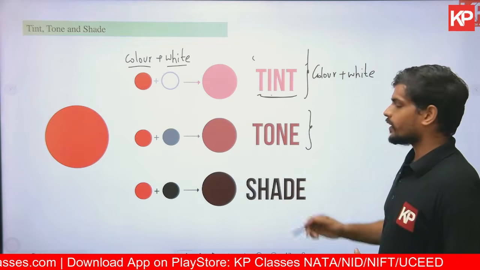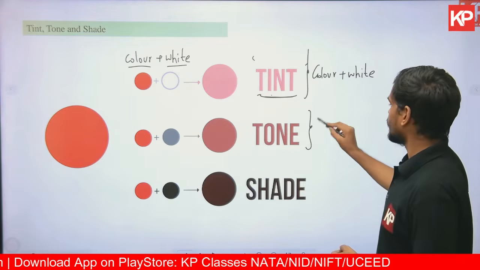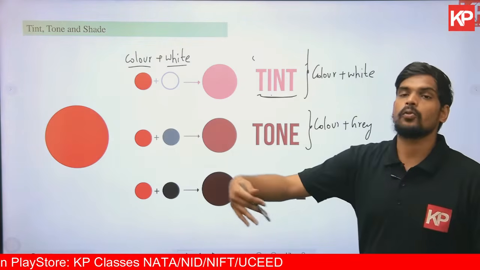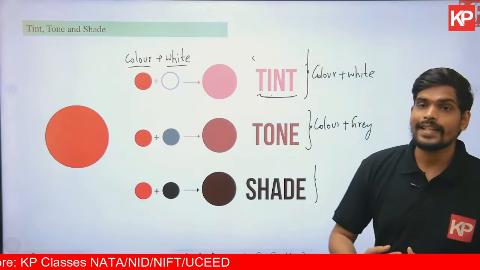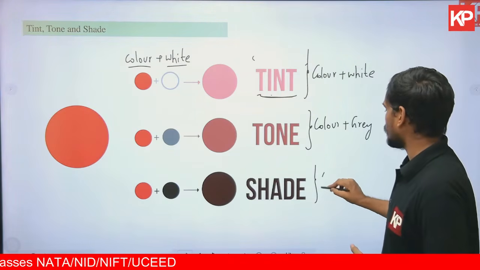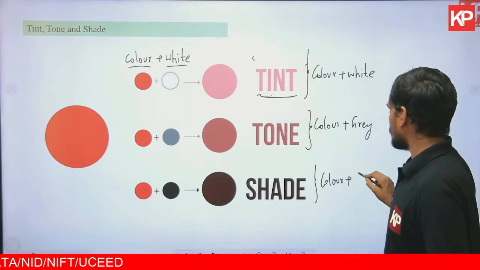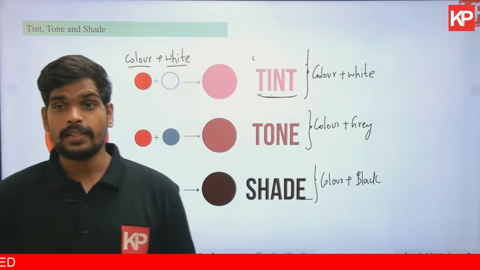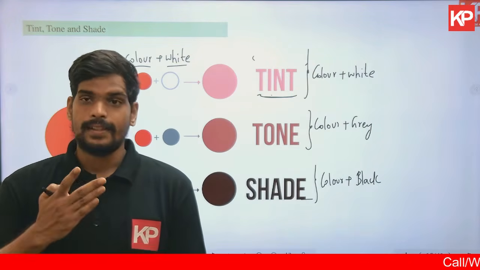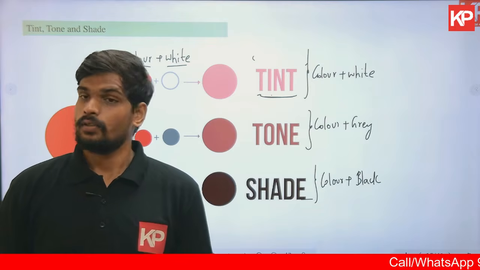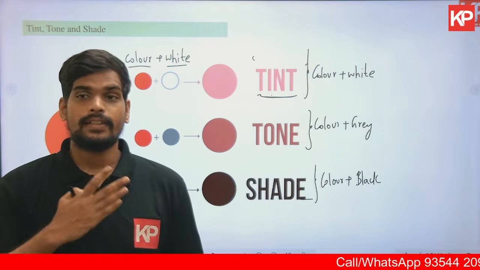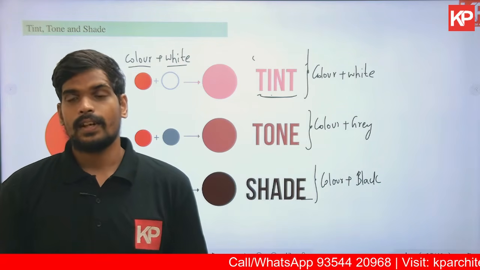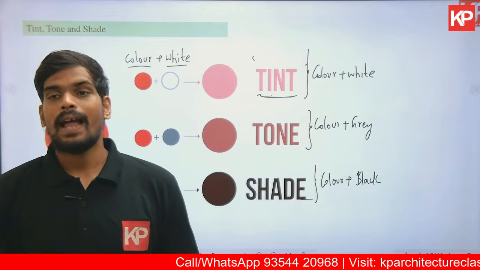If I ask you to generate the tones of a color, you need to mix gray into it. Any color mixed with gray in different levels will give you the various tones of a color. If I ask you to draw the shades of red, you need to mix black into it. So any color mixed with levels of blackness will give you shade. So tint, tone and shade. First you need to understand what is hue, saturation, lightness or brightness. Those are the first three terms. Then you need to understand tint, tone and shade. Tint is color plus white, tone is any color plus gray, any color plus black is called shade.